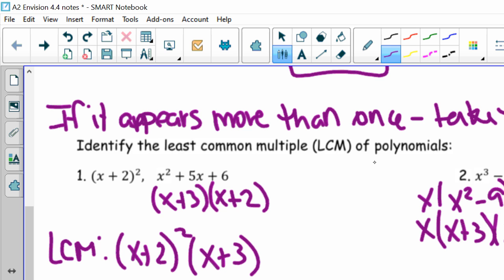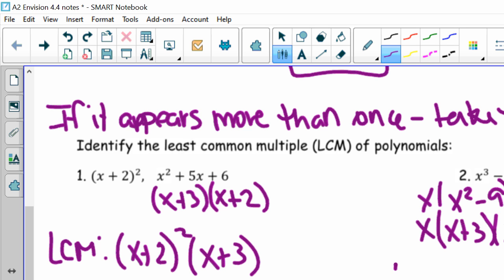X squared minus 2x minus 15 factors into 2 sets of parentheses. What can I multiply together to get negative 15, but add to get a negative 2? So that's a negative 5 and a positive 3. This last one, I can take an x out, and I'm left with x minus 5. So x and x minus 5.